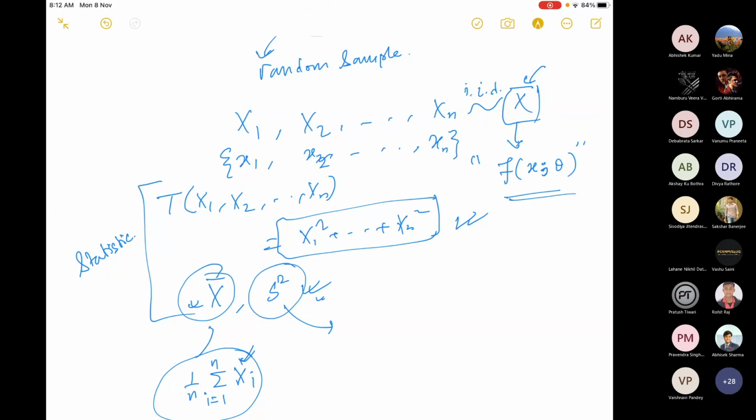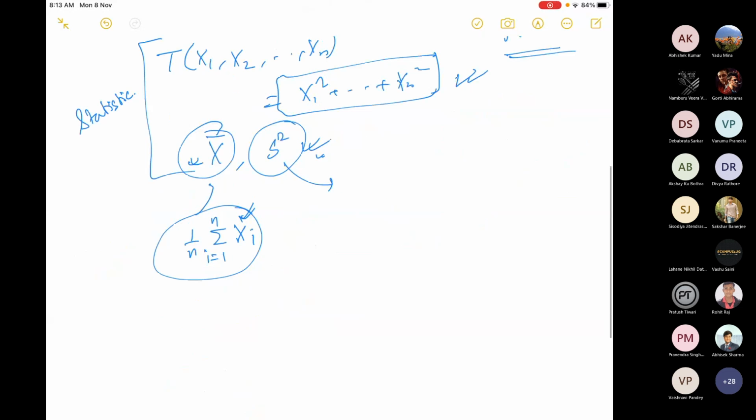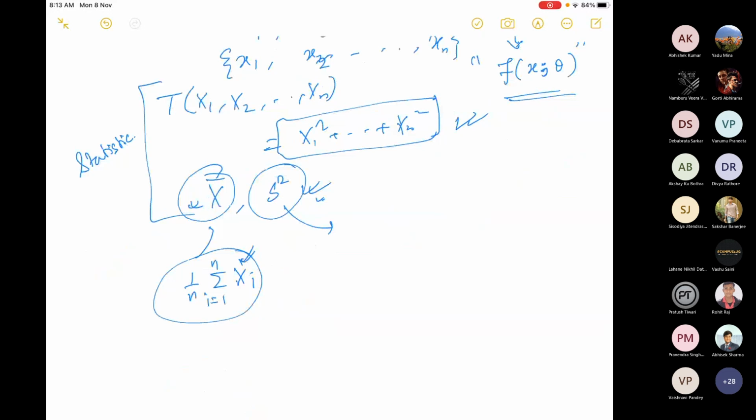So once you have this PDF, if you have a guess about this PDF, suppose it is not known, the PDF of this X, then the question is how do we estimate this theta? So we started talking about what is called estimation theory, or theory of estimation. Okay, so the main problem here is to estimate theta from the sample data, from the sampled data.